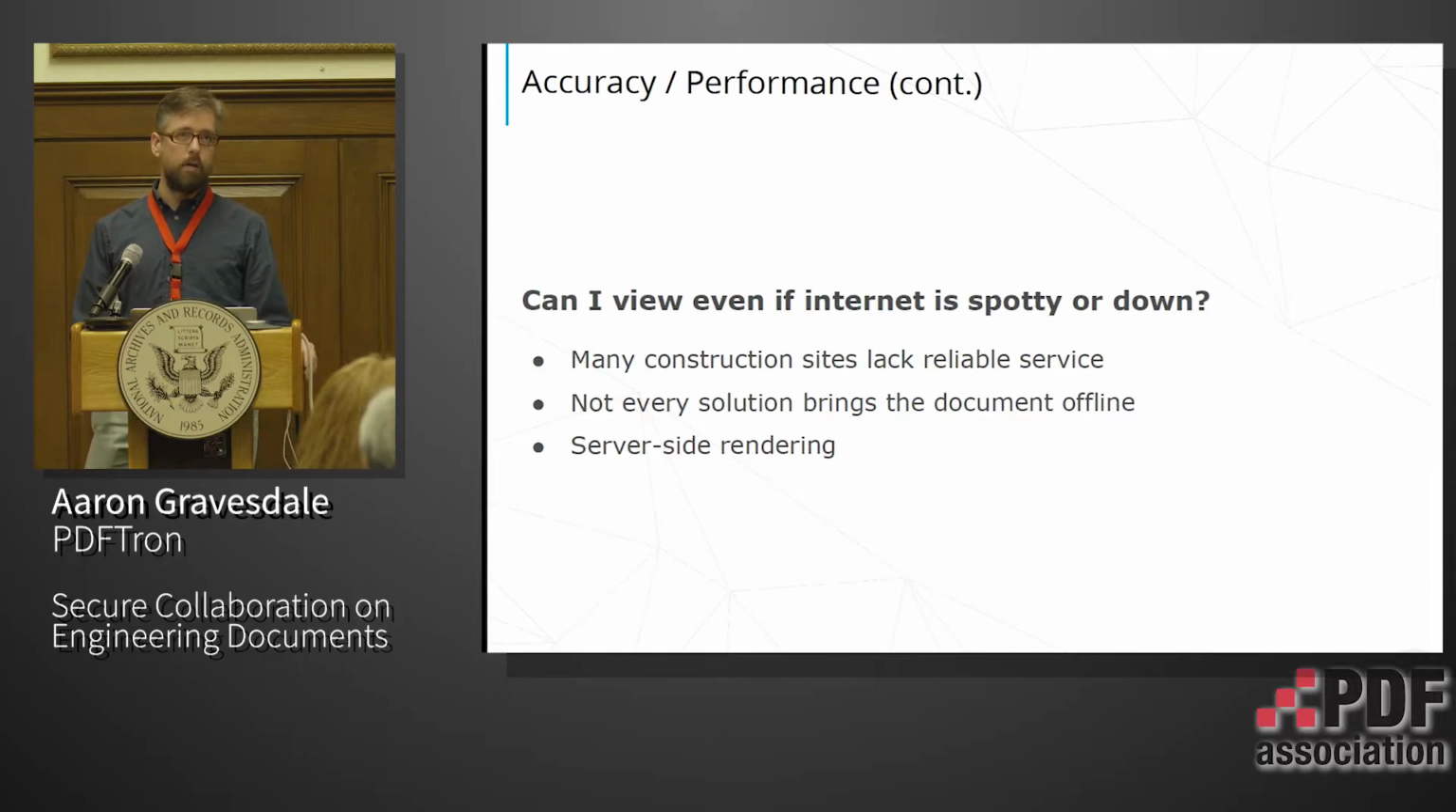Often on a construction site, the only actual internet access is a Wi-Fi router in a trailer that if you're standing right next to, you can get on the internet, but otherwise, you're offline. And so this can really factor into the design of document collaboration systems, since not every solution out there brings the document offline, and some of them rely on server-side rendering of documents into images that then can't necessarily support my document viewing when the internet is not available to me.